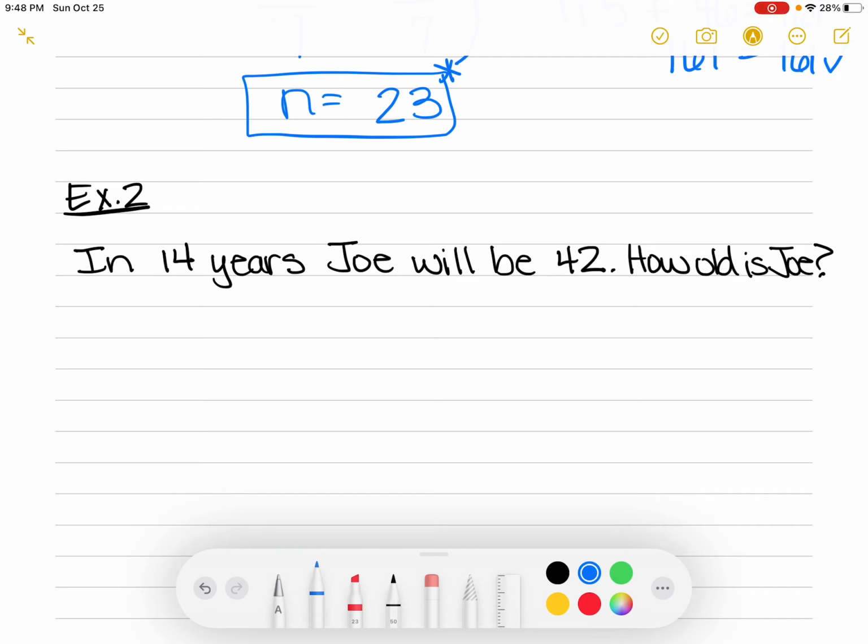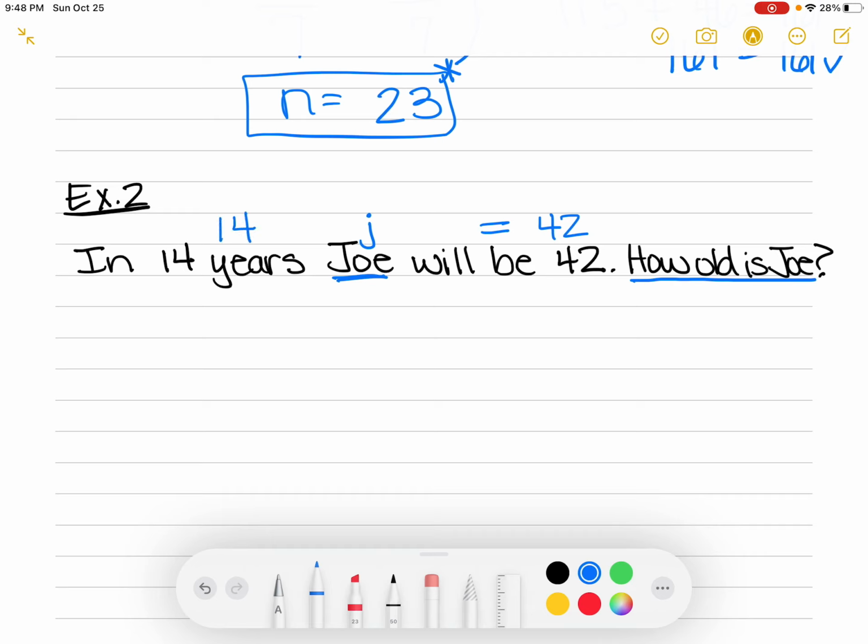How old is Joe? Okay, so what I want to look for is an age, right? This is telling me how old is Joe. I want to know an age. So here's the word Joe. So I'm going to make my variable be J. Okay. And this says he will be 42. So that means he's going to equal 42 in 14 years.